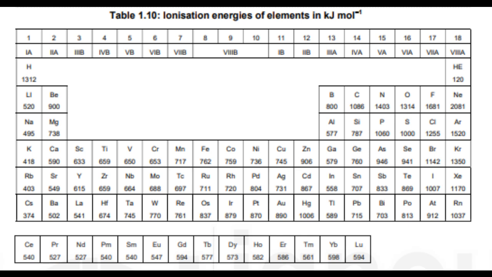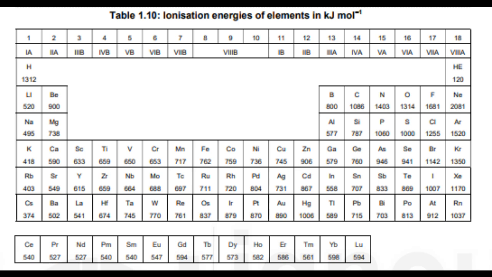Periodicity in ionization energy across periods. Now, we shall examine the variation in ionization energy across the periods and down the groups in the periodic table. Values of ionization energies of elements are given in Table 1.10, ionization energies of elements in kJ/mol. However, the variation of ionization energy in a particular group or period is best shown by plotting ionization energies against atomic number. Group 1 elements acquire the electronic configuration of the preceding noble gas elements.